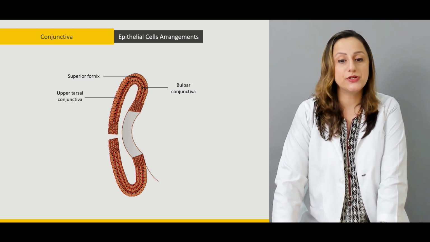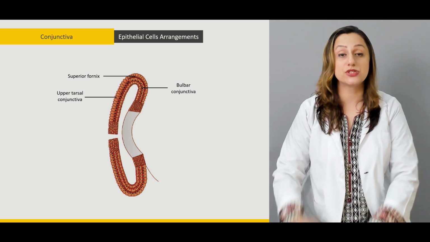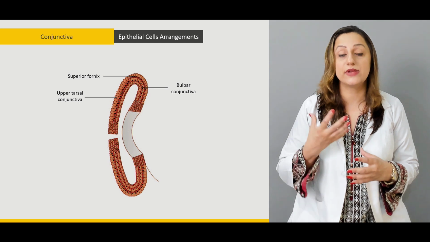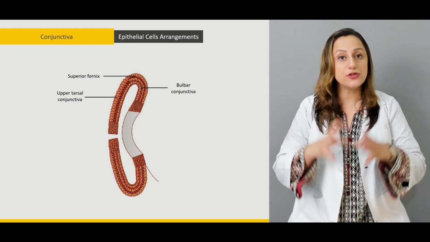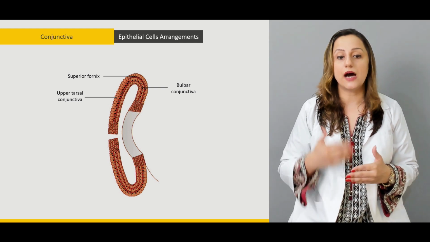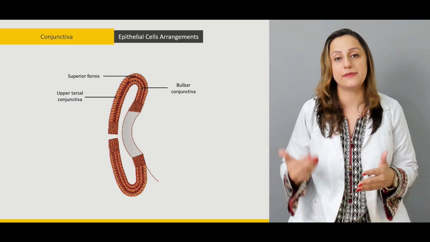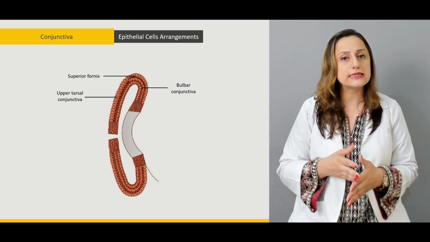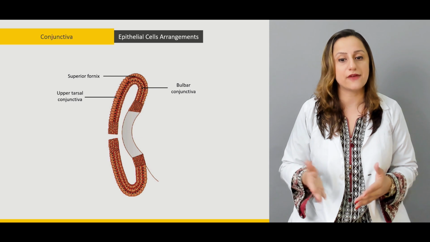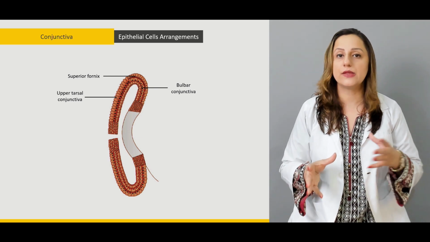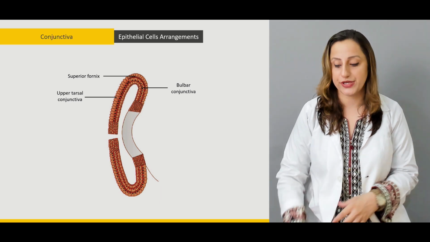Then we have the upper tarsal conjunctiva. The tarsal word is basically relating to the lids. It's relating to the superior tarsal, and then we have the inferior tarsal. So we'll have an upper tarsal conjunctiva, and then a lower tarsal conjunctiva over here. It's almost a 2-layered conjunctiva having a cuboidal shaped layer, and then a cylindrical shaped layer over here.